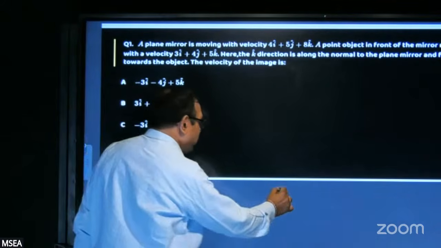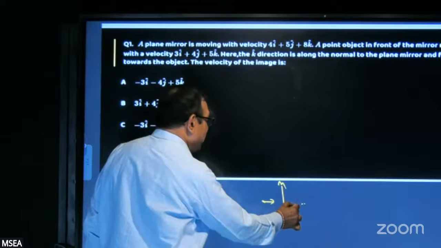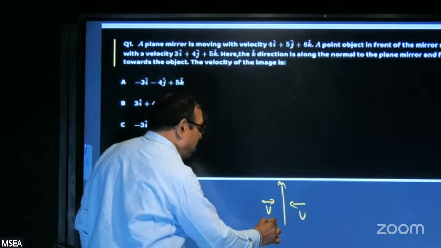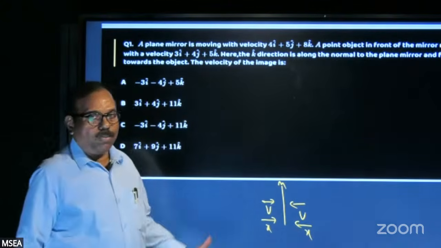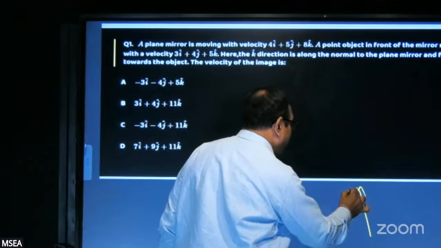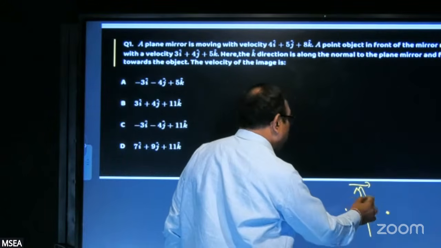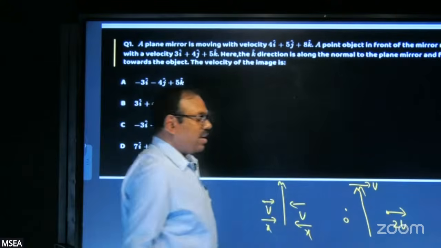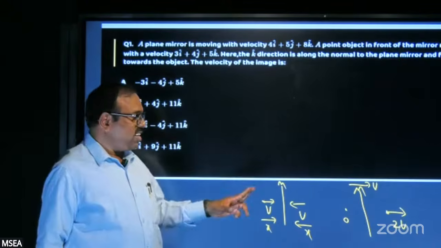And also one more: suppose the mirror is at rest and the object is in motion, so the image moves with the same velocity but in the opposite direction. Suppose the object moves x distance, the image moves the same x distance but in the opposite direction. Now suppose the object is at rest but the mirror is moving with velocity v, then the image moves with double the velocity of the mirror, in the same direction. These points you have to remember.